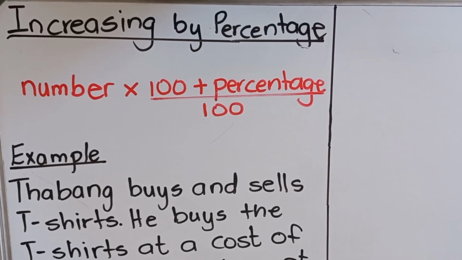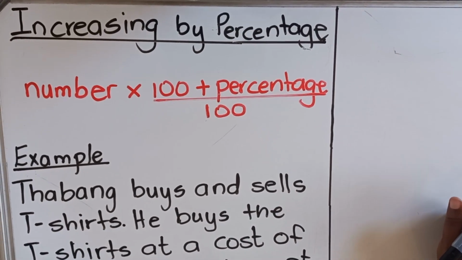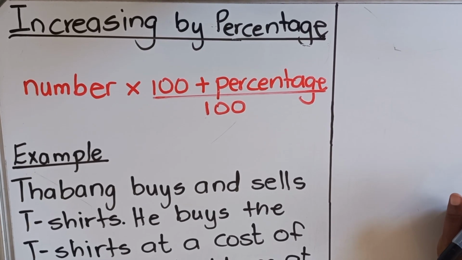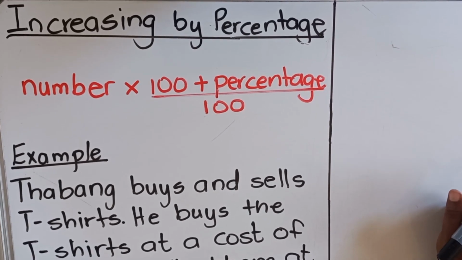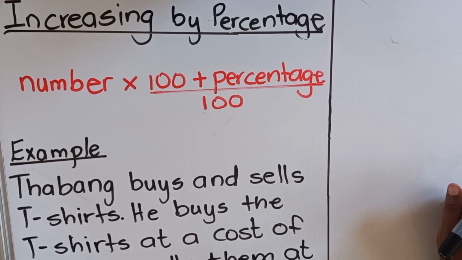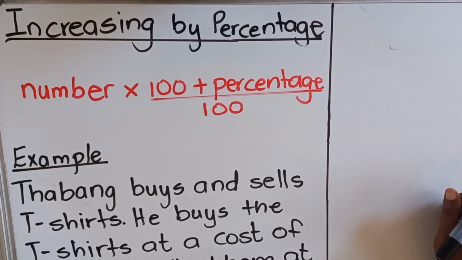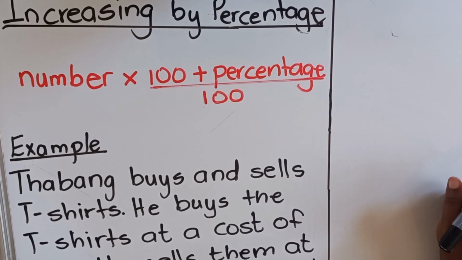Hello everyone, in this video I'm going to show you how you calculate when a price or a number has been increased by a percentage. Let's say there's a particular number and then they say 20% of the people were more, meaning that number was increased by 20%. So you use a formula.